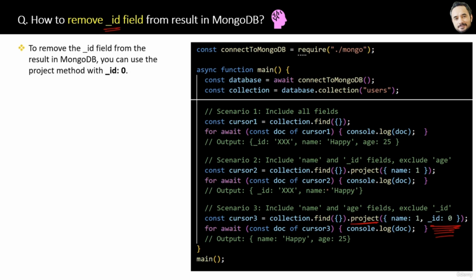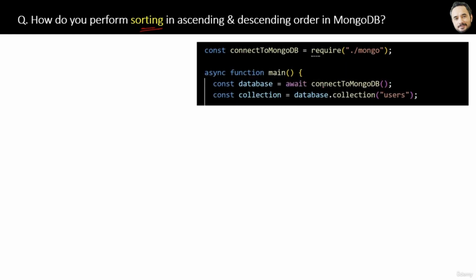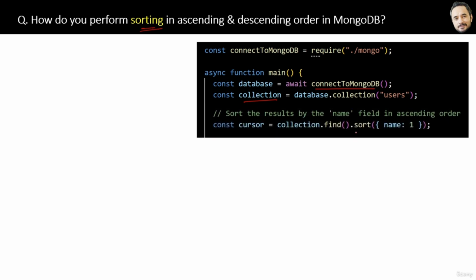That's it. How do you perform sorting in ascending and descending order in MongoDB? Very simple. See, here is the code, and we are connecting to the database first and getting the users collection as usual. Now, to sort the result in ascending order, we will use the sort method after the find method like this. Inside the sort method, as the argument, we will put the field name as per which sorting will happen, and the value will be 1. 1 is for ascending order sorting.